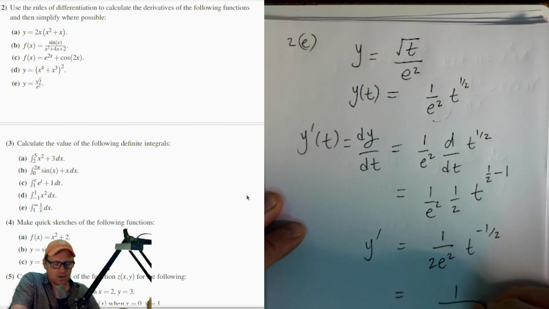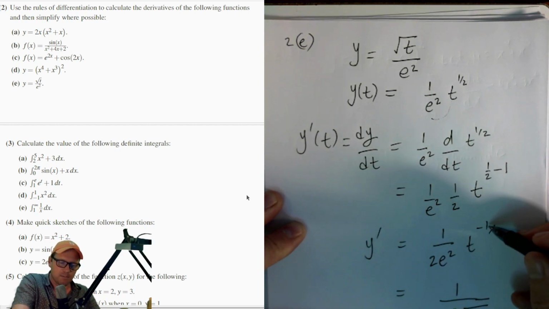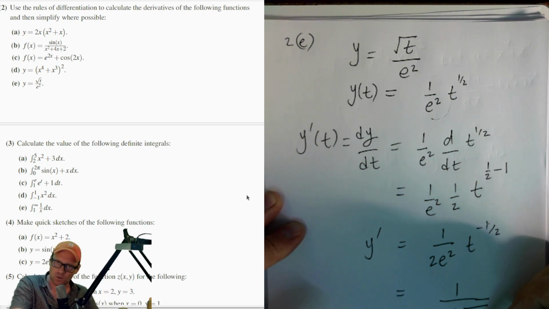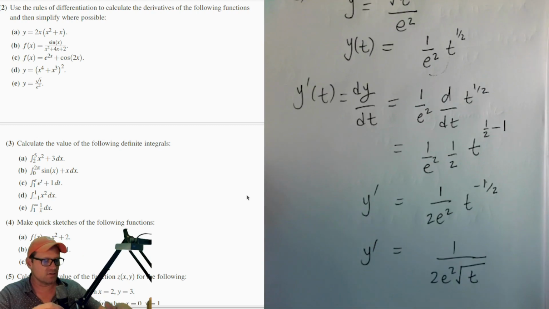So this is 1 over 2e squared square root of t, because that minus can come down into the denominator, but when we do that, we change the sign so that it's t to the 1/2 in the denominator, but t to the 1/2 is square root of t. Okay, so there we go.